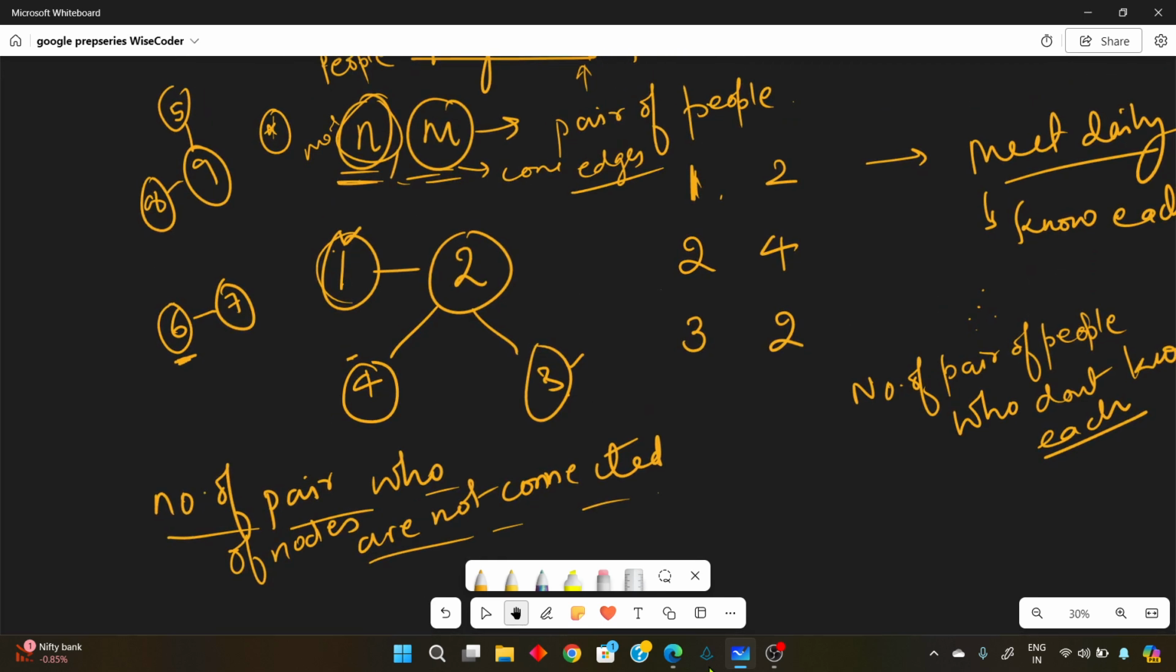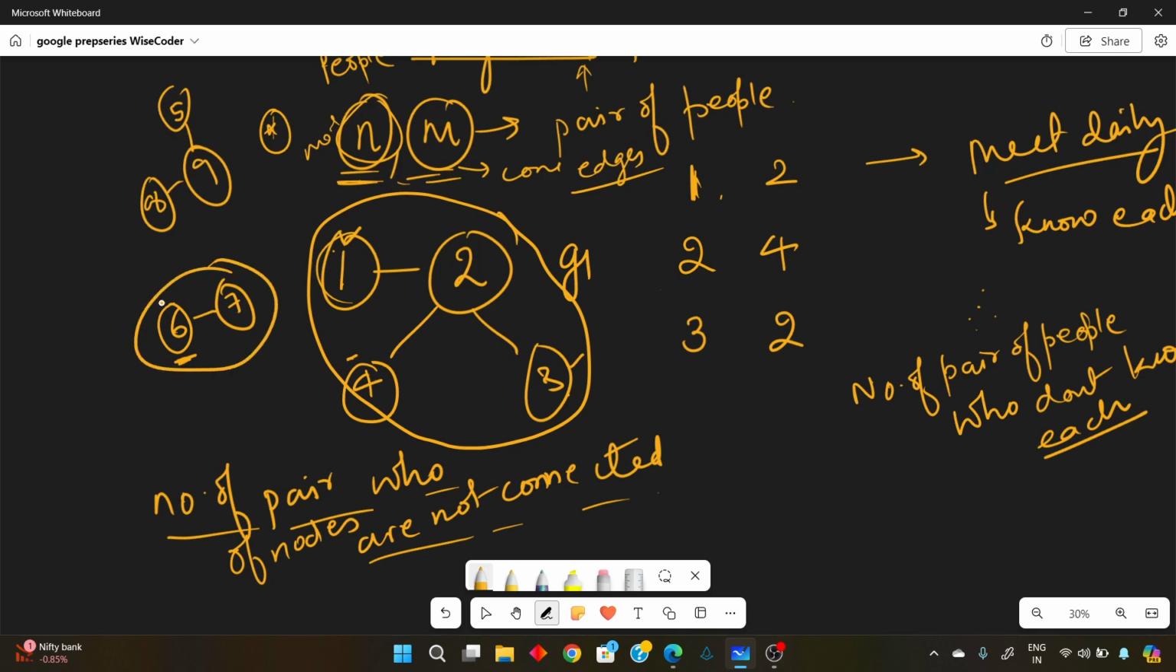I'll take the same example. Here, these people are of group 1. These people are of group 2. These people are of group 3. If in any way I can find how many people are there in which group, I can easily find how many pairs of people there are who don't know each other.